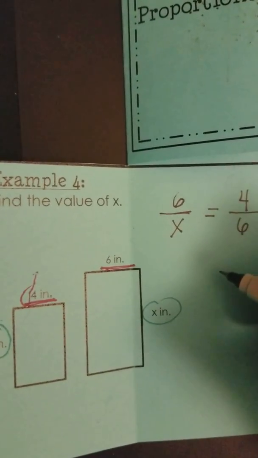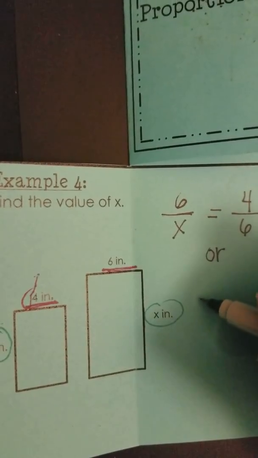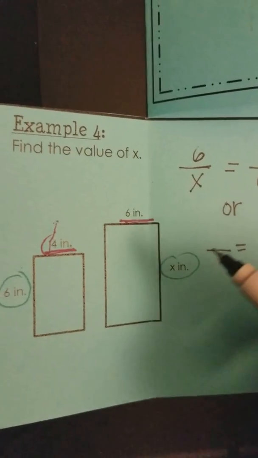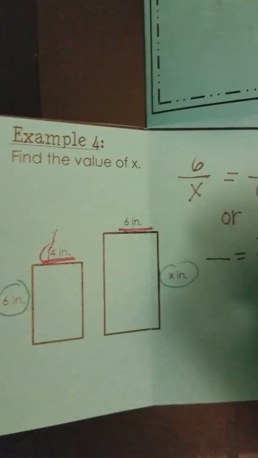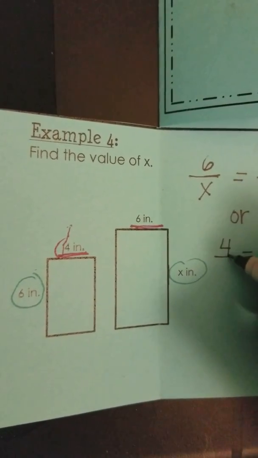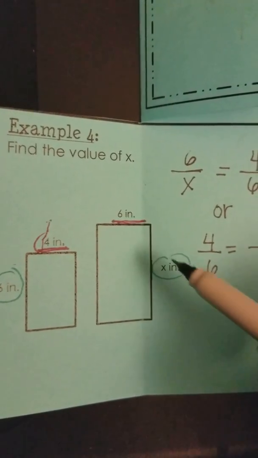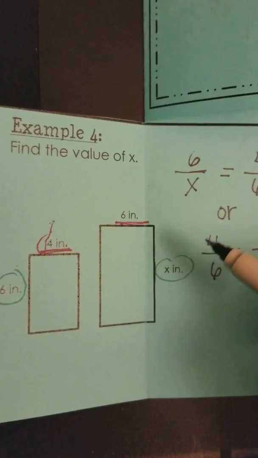Okay, so I went from small to big and then went back small to big. Now the other way you can write this is you could work with one shape at a time. So I could do 4 over 6. And which one corresponds with that one? It would be the 6 here. So 6 over x.